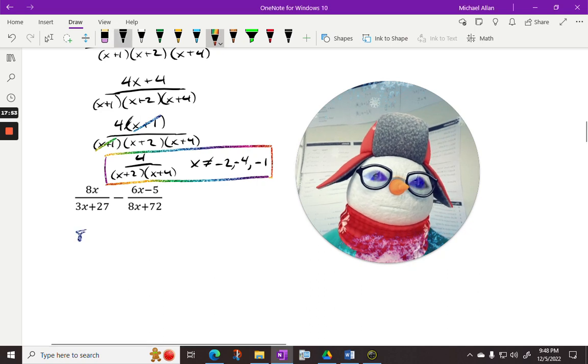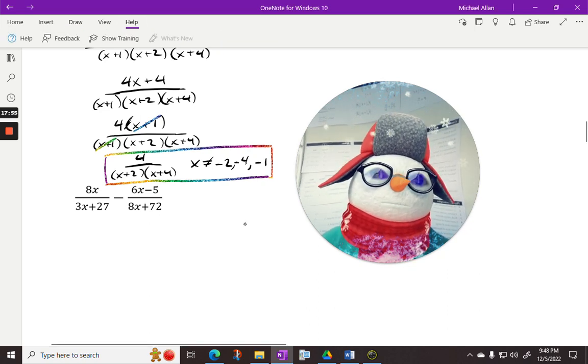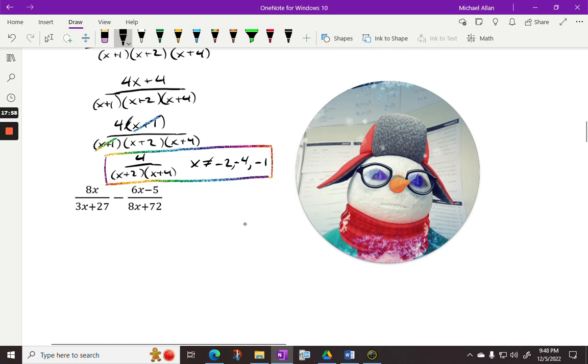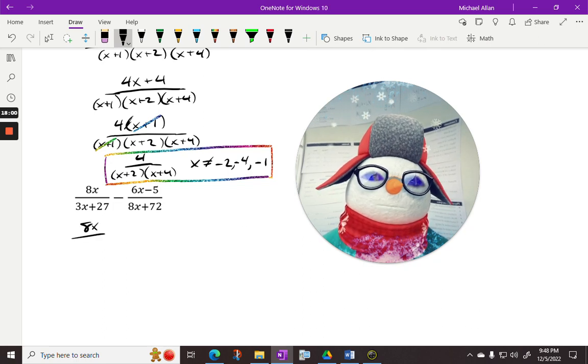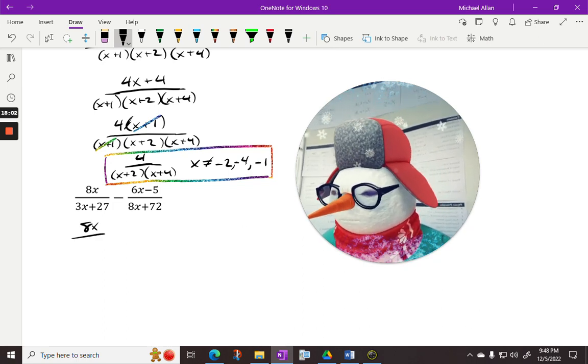Okay, I can't factor the top, so I'm just going to rewrite the top here. But I can factor the bottom, so I'll just divide everything by 3. Pull my calculator out because I'm too lazy.